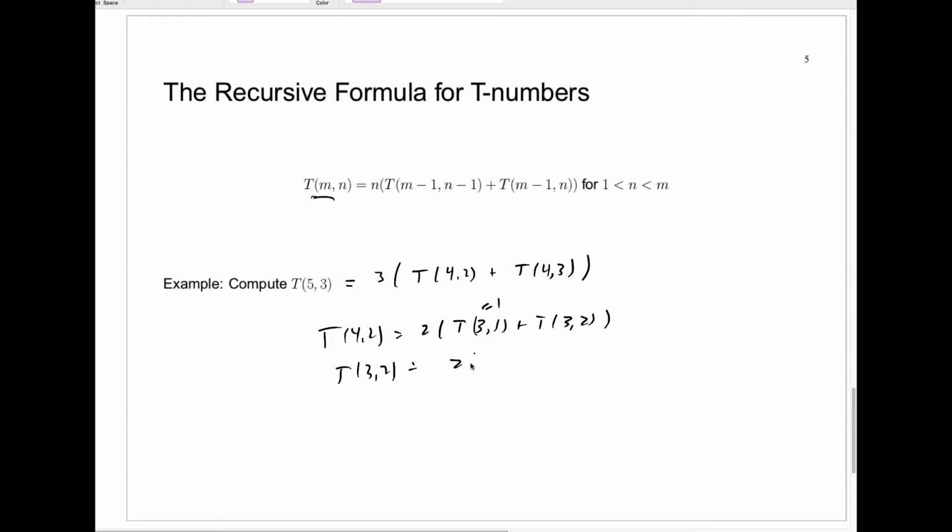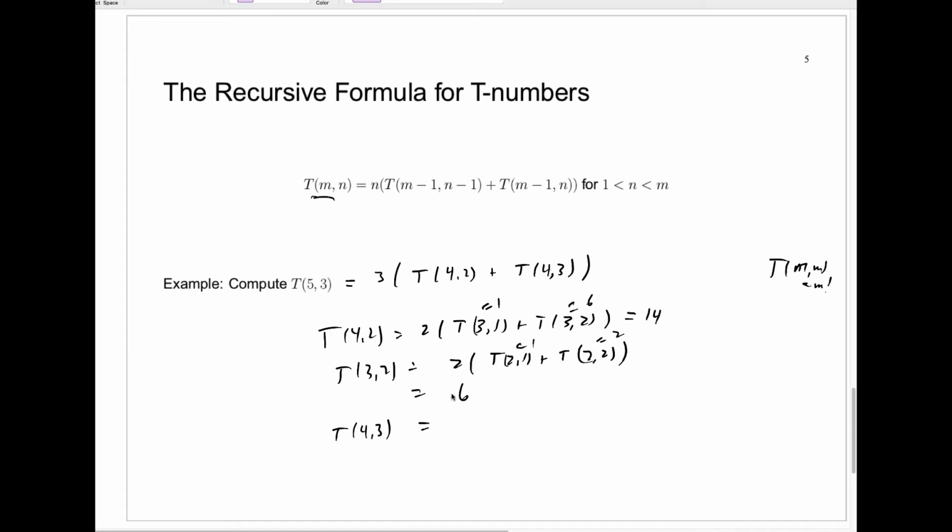T_{3,2} we can write as 2 times T_{2,1} plus T_{2,2}. And similarly, remember, we're going to stop when we get to T_{m,m}, which is just m factorial. So this will be 2, and this will be 1. T_{3,2} is 2 times 1 plus 2, which is 6. We put the 6 here. T_{4,2} is 2 times 1 plus 6. That's 2 times 7, or 14. And now let's ask about T_{4,3}.